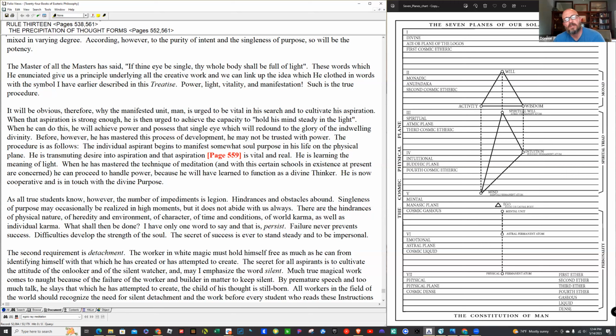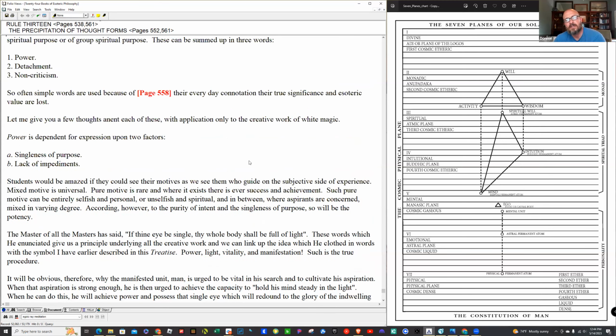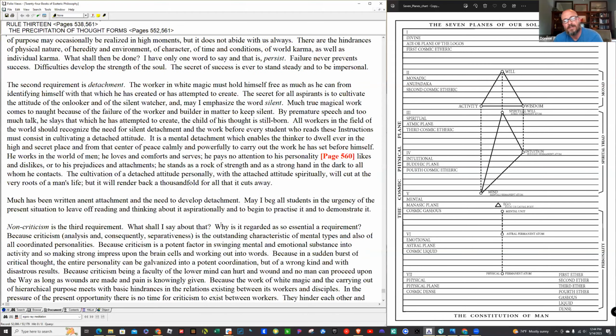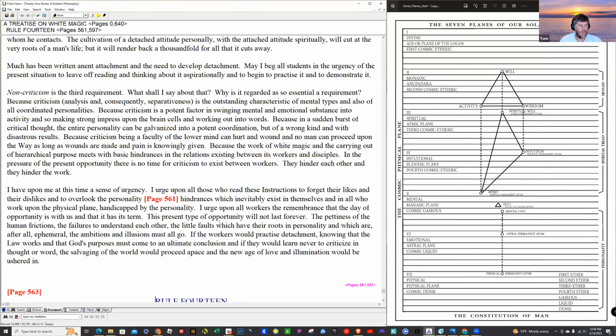Detachment comes up continuously. It's always there: dispassion, detachment, non-attachment, all these different ways to look at it. Non-criticism, you could just say don't judge too. That's biblical as well. And as soon as we stop judging, it doesn't take long for us to feel that extra freedom. There's a lot of freedom in that.